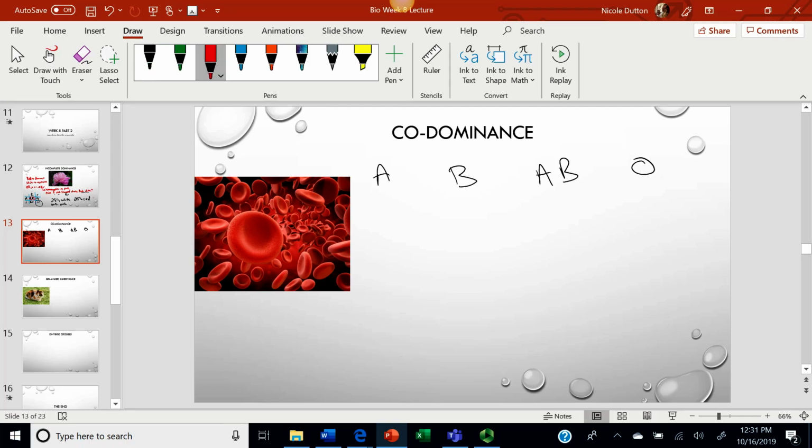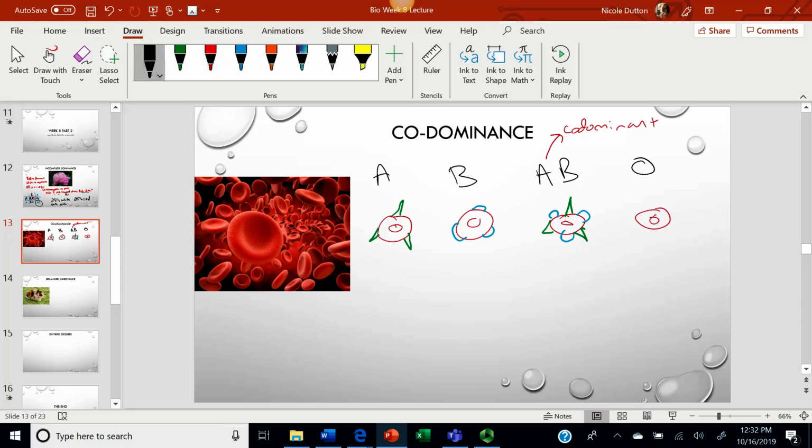If we have blood type A, this means that our red blood cells, and we'll draw red blood cells for all of these, have the A antigen on their surface. If we are blood type B, that means that our red blood cells have the B antigen on their surface. If we are blood type AB, this means that they have both A and B antigens on their surface. So blood type AB is our codominant blood type, because it expresses both the A and the B antigens. And if we have blood type O, we don't have those types of antigens on the surface of our cell.